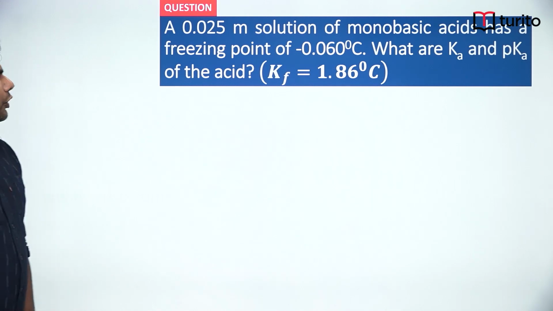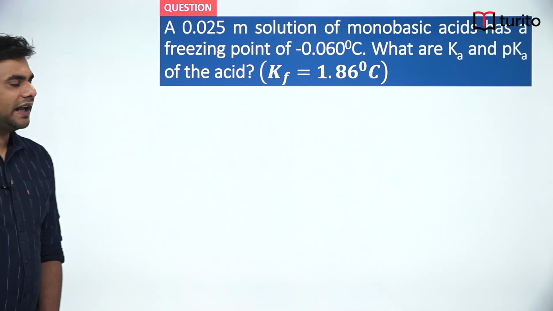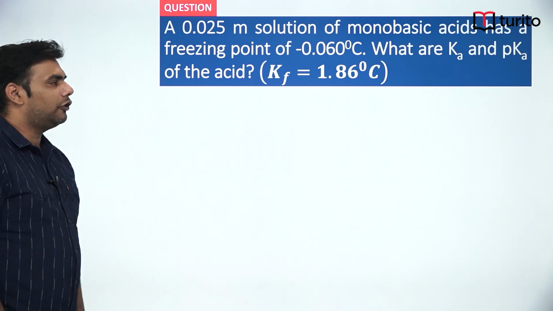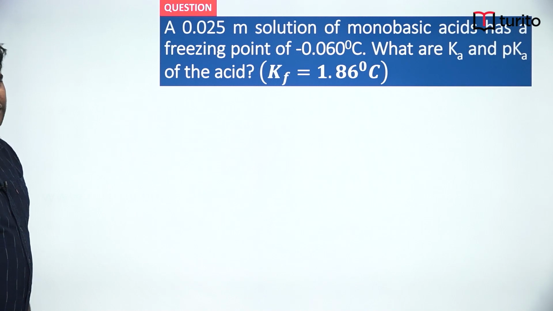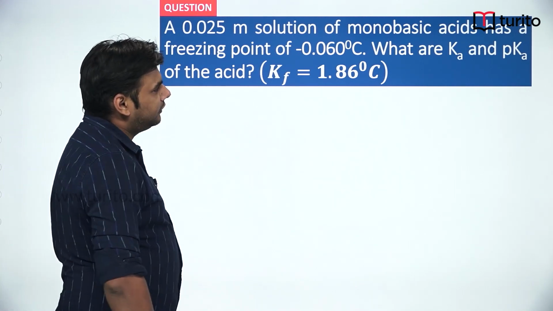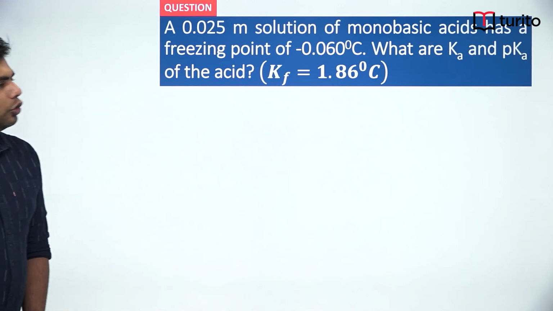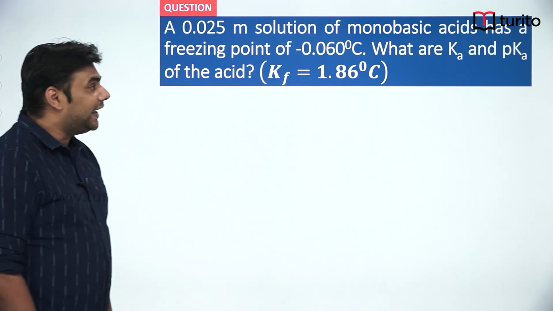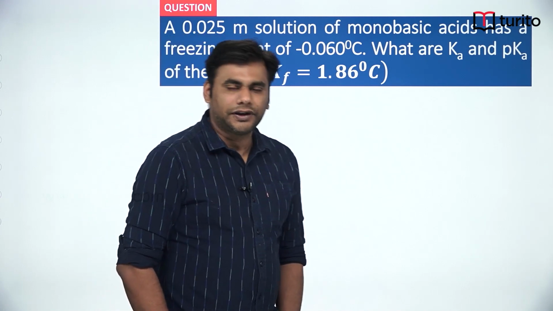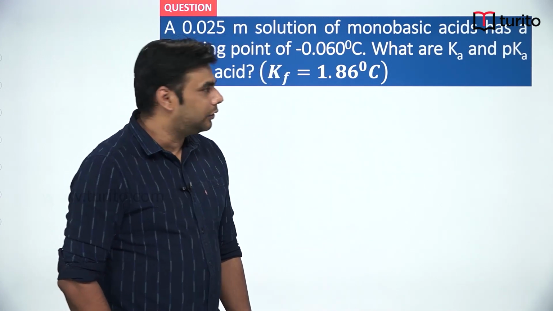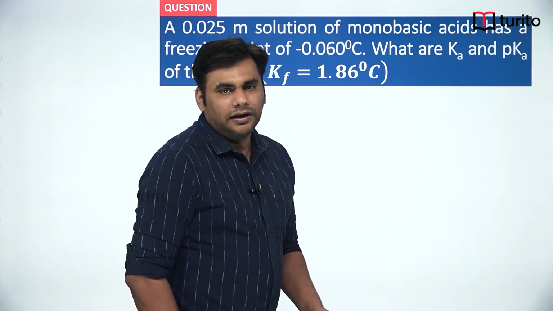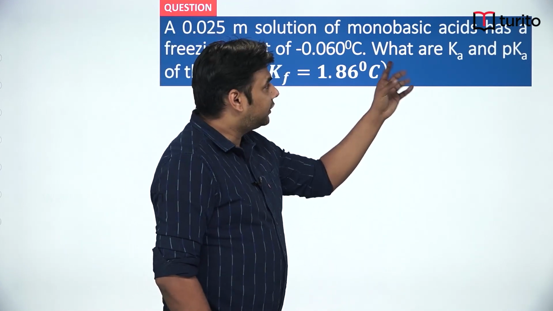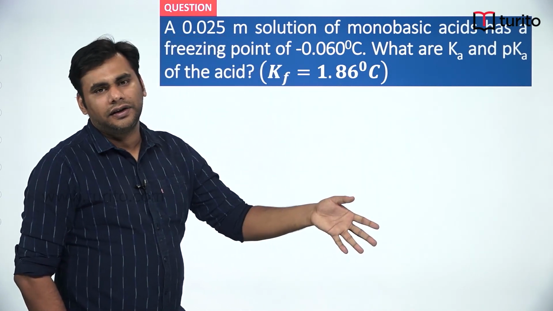This says that there is a 0.025 molar solution of a monobasic acid which has a freezing point of minus 0.06 degrees Celsius. We have to find the Ka or the pKa of the acid. Kf for water is given as 1.86. So this is a monobasic acid and we need to find Ka. Ka is generally the acid dissociation constant. Already we have discussed this in ionic equilibrium. Acid dissociation constant is generally written for a weak acid. So this monobasic acid is a weak acid.